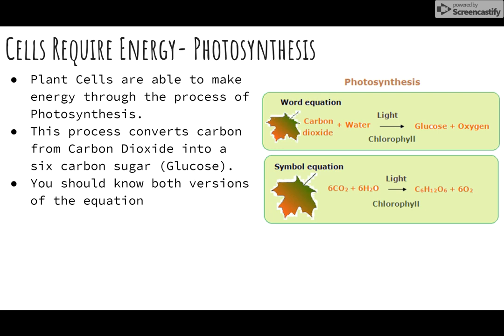Down below, you will see I have the symbol equation, 6CO2 plus 6H2O. Light and chlorophyll combined make glucose, C6H12O6, and 6O2. You need to know both of those equations. Backwards and forwards, you need to understand the information that is conveyed in that image.